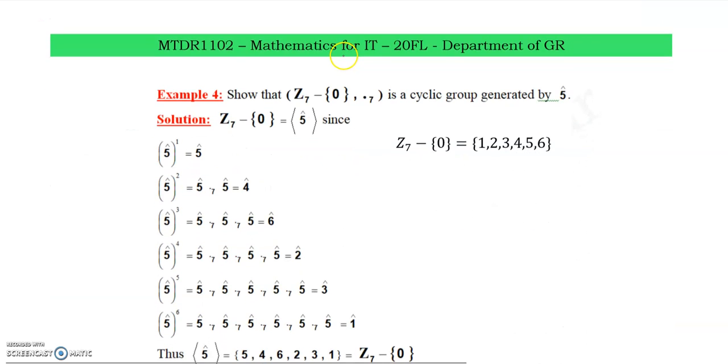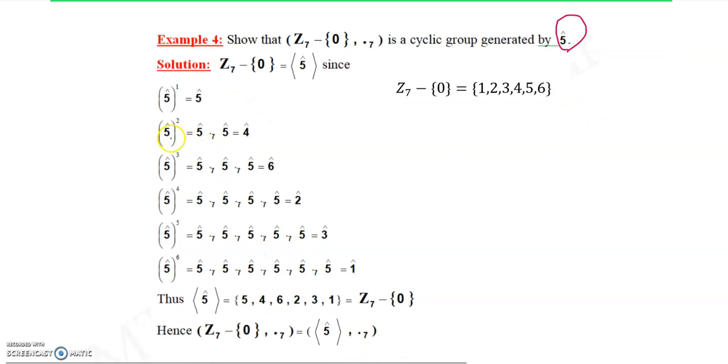But in this question, show that Z7 minus 0 with multiplication modulo 7 is a cyclic group generated by 5. Yes, here it is given. You see, the number is given, so no need to choose any number randomly. You have to take this 5 and then try. See, 5 power 1 is 5. 5 power 2 means 5, 5. Apply this multiplication modulo 7. Then what do you get?